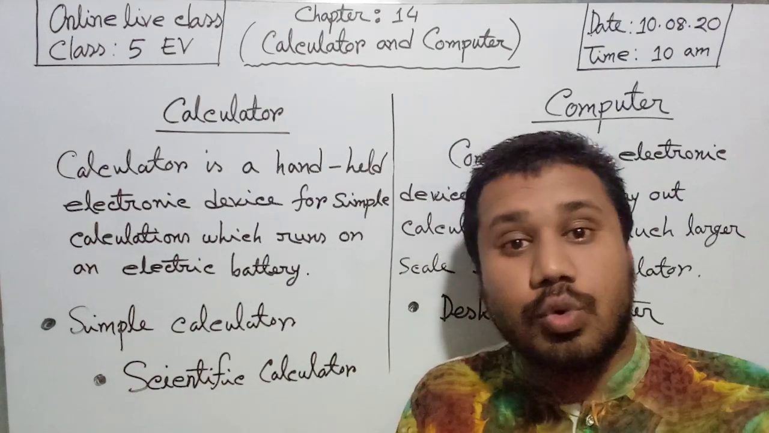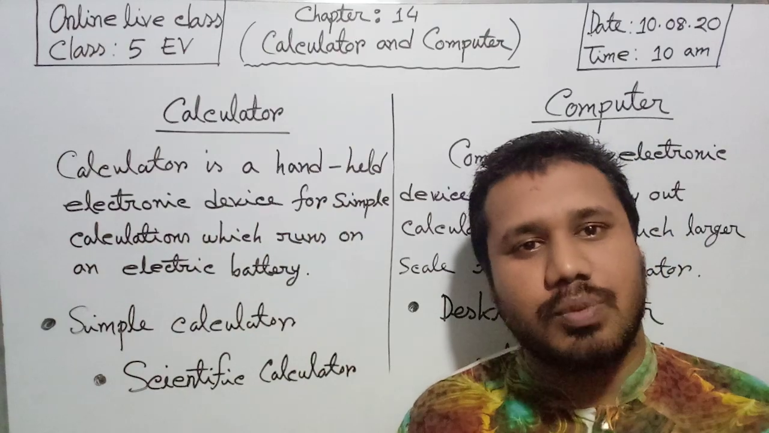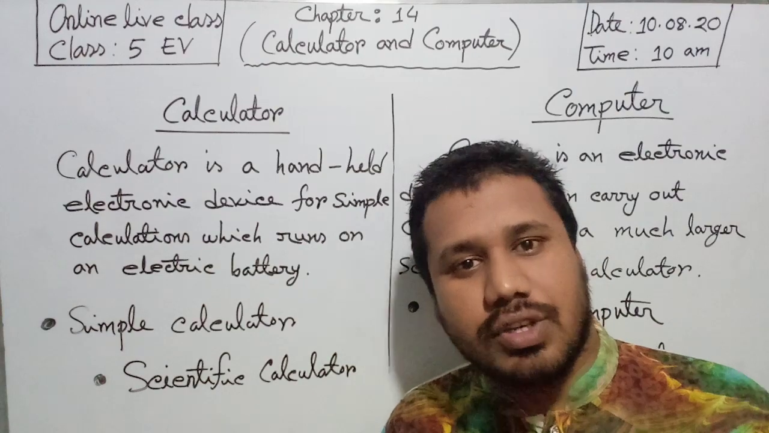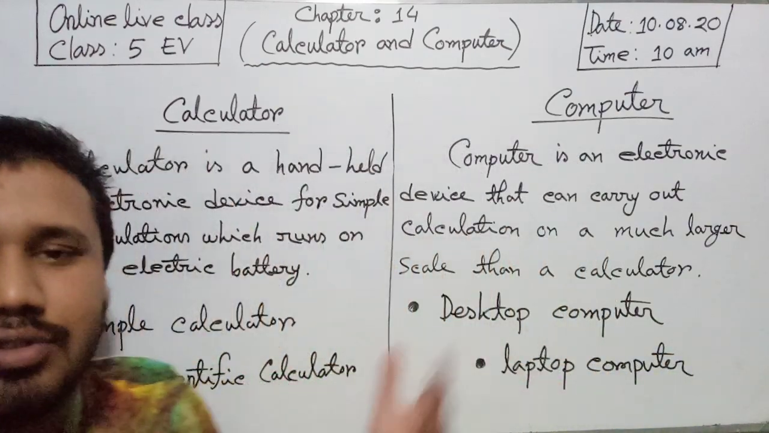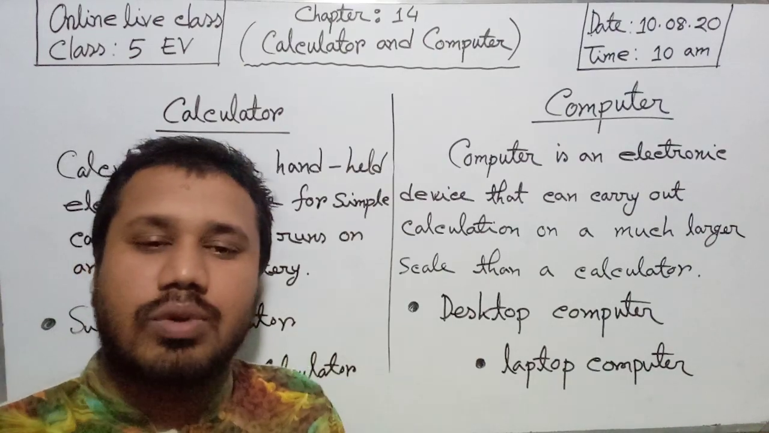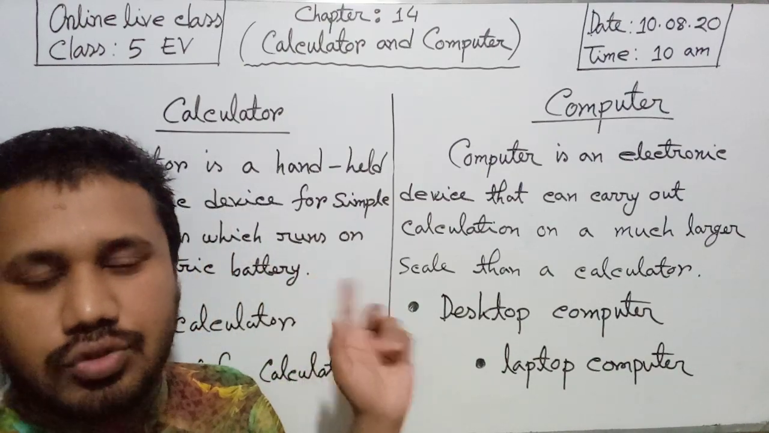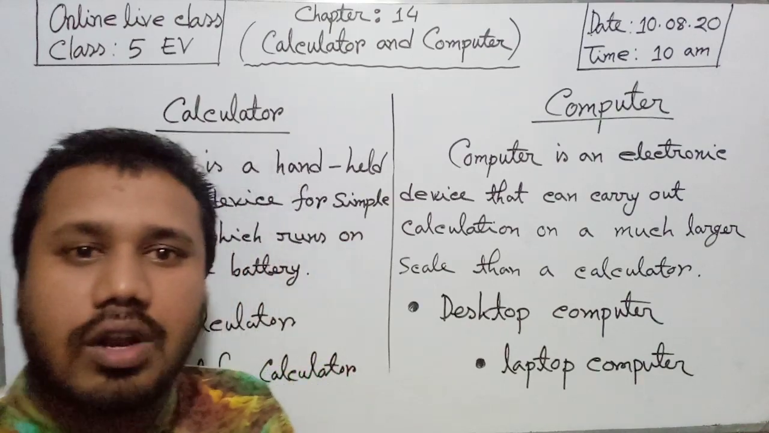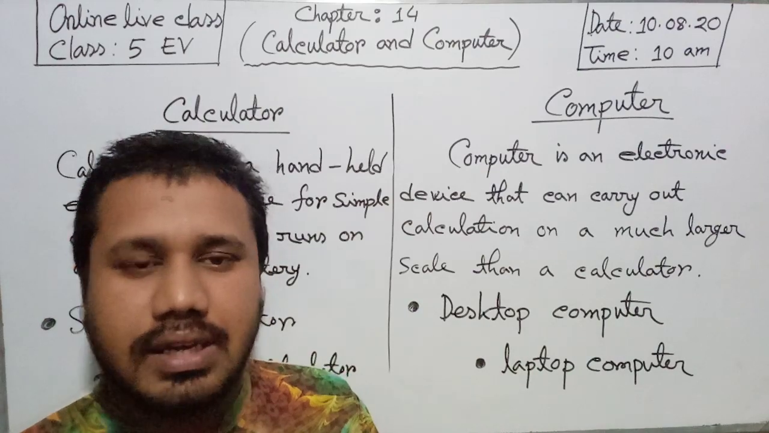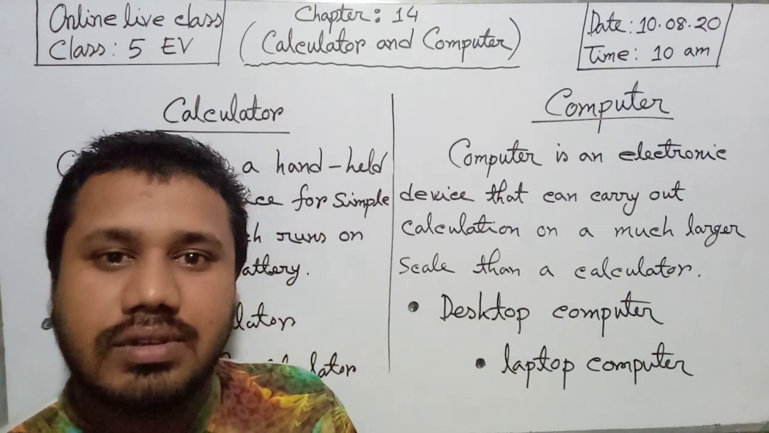And why can you use a calculator? For calculation. But which type of calculation? Simple calculation. For simple calculation we can use a calculator, but for larger calculation we have to use a computer. The computer is an electronic device that can carry out calculation on a much larger scale than a calculator. So if you need to solve huge calculations, then we need to use a computer. But for simple calculation we can use a calculator.